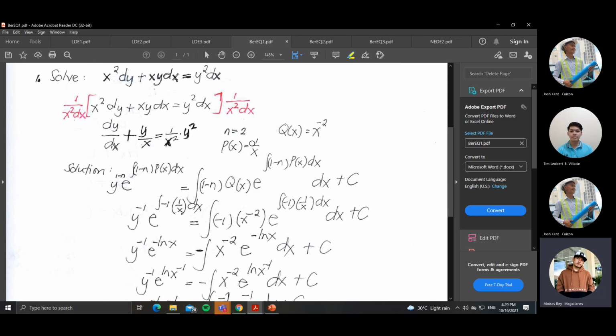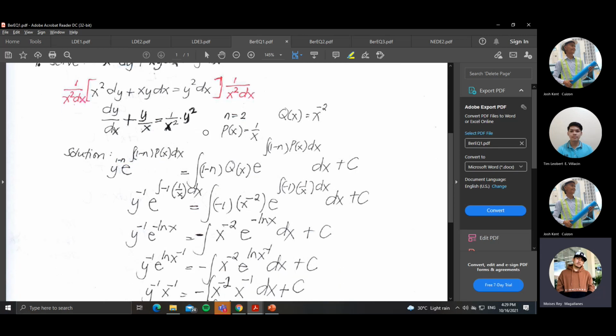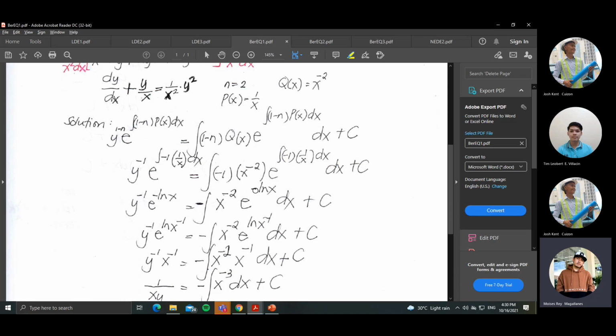So let's solve this. Let's substitute. Our n is 2, so 1 minus 2 is just negative 1. And then our e, with negative 1 and p of x equal to 1 over x dx, equals the integral of negative 1 times q of x, which is x raised to the power of negative 2, and then our e, integral of negative 1 times 1 over x dx, then dx plus c. And then we solve this power.